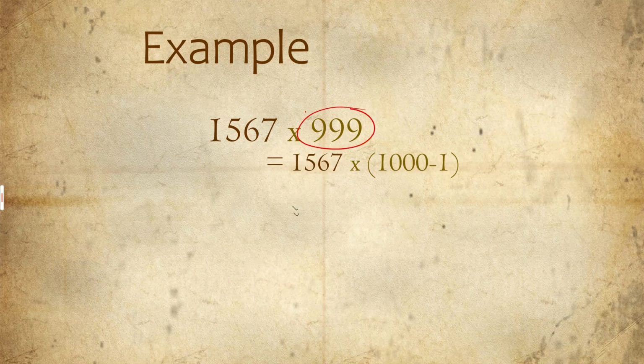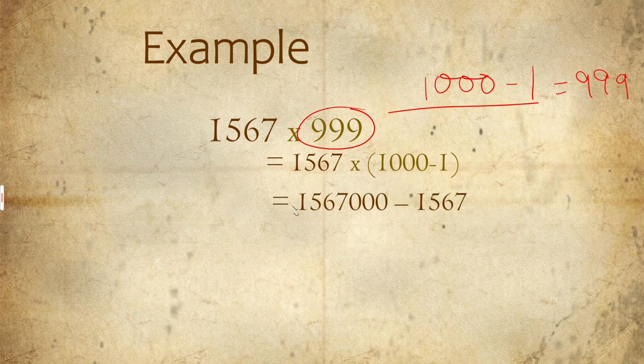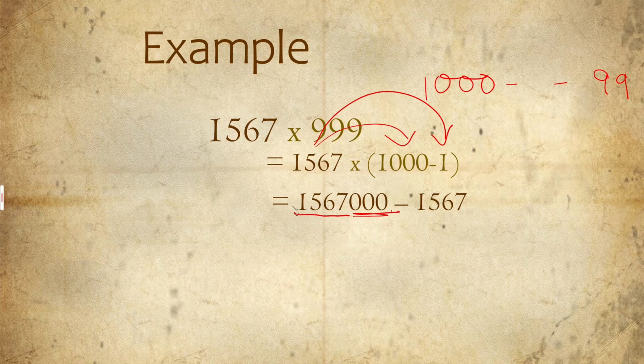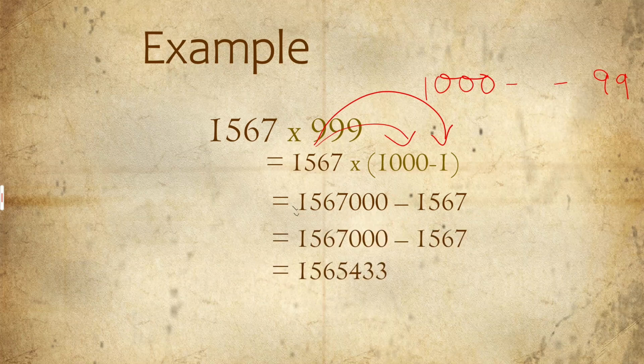The rule for 999 is multiplying the number by 1000 minus 1, because 1000 minus 1 essentially equals 999, right? We're just going to first multiply this number by 1000 and then subtract the number multiplied by 1. So 1567 into 1000, we're going to add 3 zeros. Then minus 1 is the same number, just with the minus sign ahead. Subtracting this, we are going to get 1565433. I'm not going to go through the Nikhilam subtraction steps again, but this is the final answer.